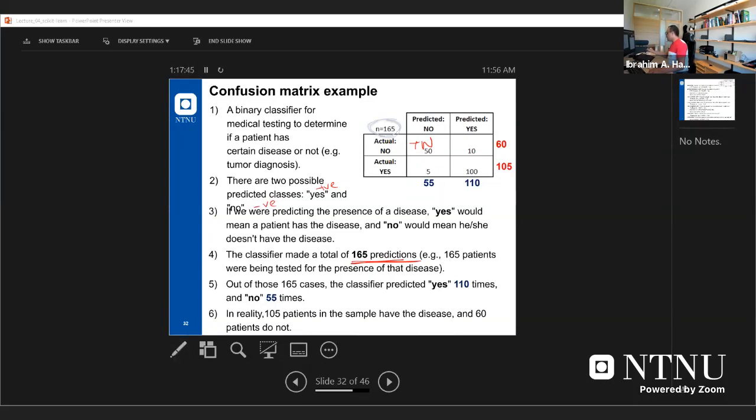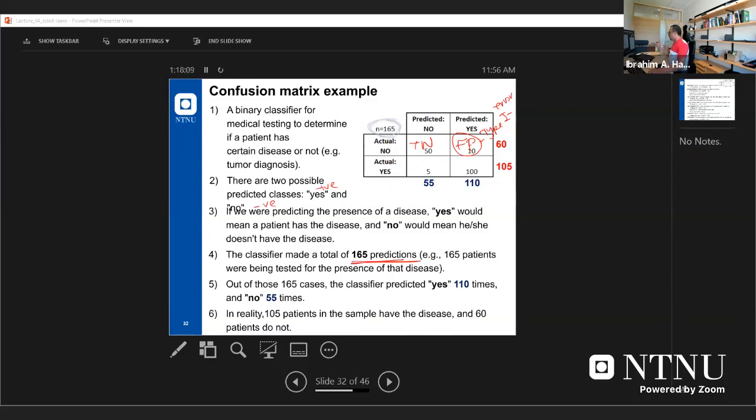So this is true negative. And 10 of them are negative, but they are misclassified as positive. So we call it false positive, because they are negative but they are classified as positive. So it's false positive, or we can say that this is type 1 error. Right, type 1 error.